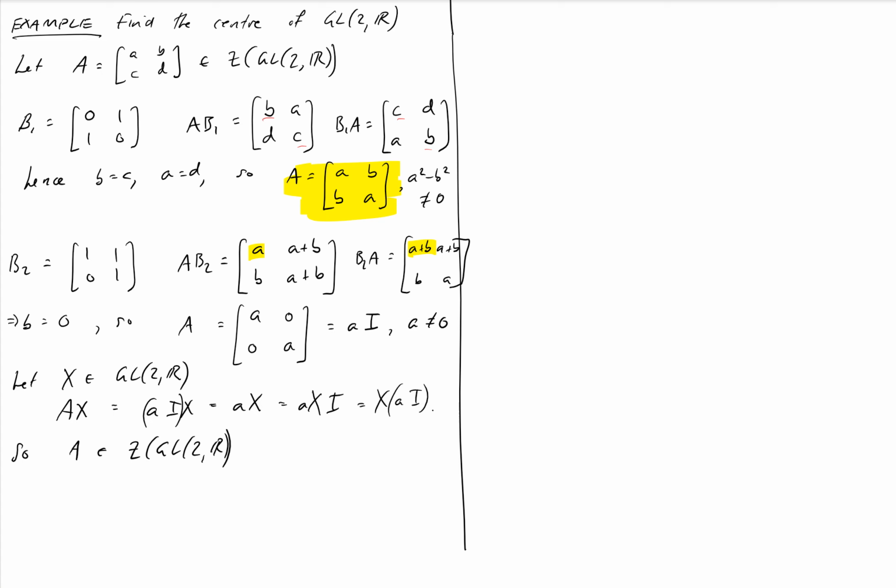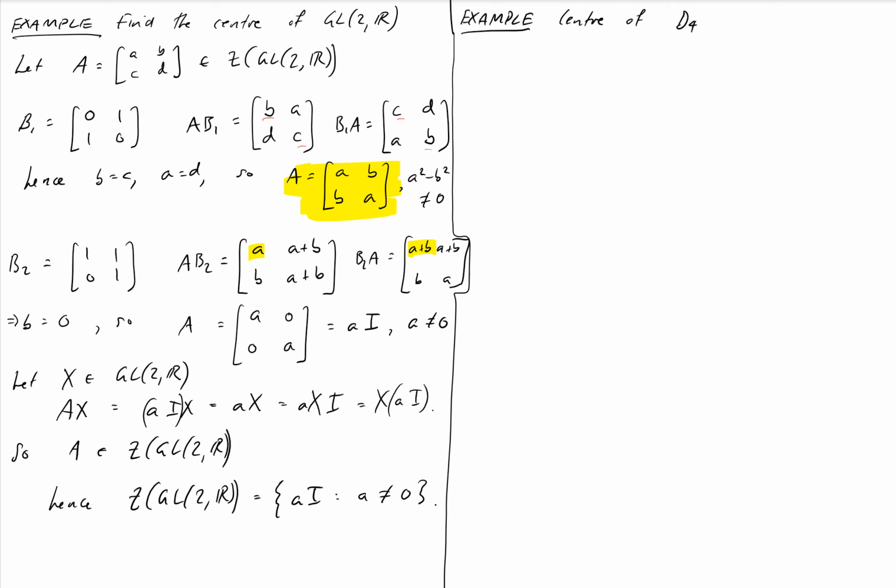So yes, our two constraints were enough to completely determine the structure of A, because that matrix AI does commute with everything in GL2R, and so we're actually finished. The last thing we'll do is write that down in set notation. So the center of GL2R is just equal to the set AI where A is not equal to 0. Okay, so we've done it.